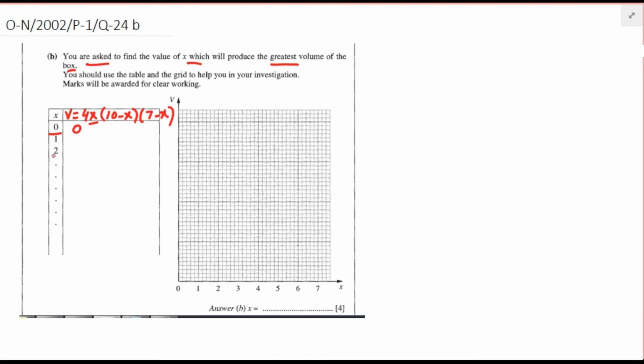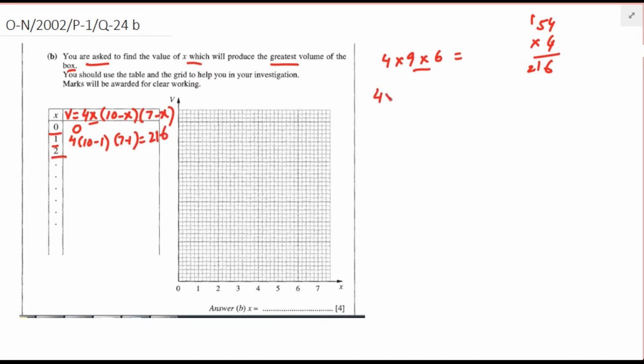For x is equal to 1, V is equal to 4(10 minus 1)(7 minus 1). This is equal to 4 multiplied by 9 multiplied by 6. 6 multiplied by 9 is equal to 54, multiplied by 4 is equal to 216. So volume is equal to 216.